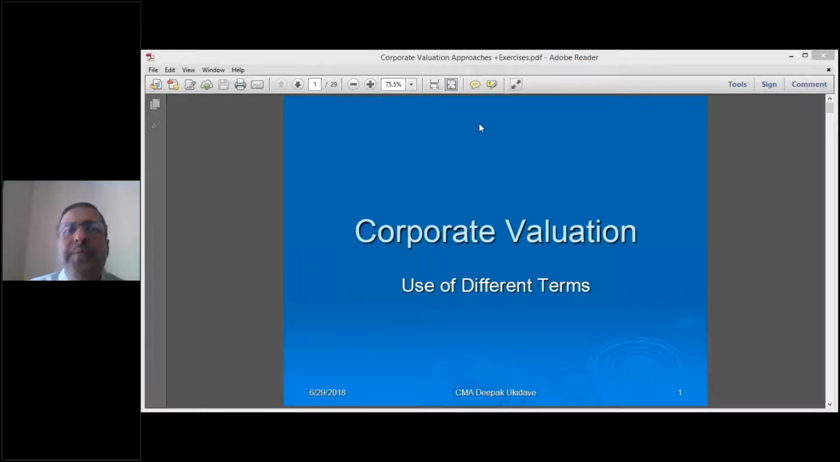This future dividend, if it is for 1 year, there is no problem. But if it is a stream of years, for year 1, 2, 3, 4, 5, then obviously for each year's dividend, you have to discount to present value. So D1, D2, D3, everything you have to convert to present value.